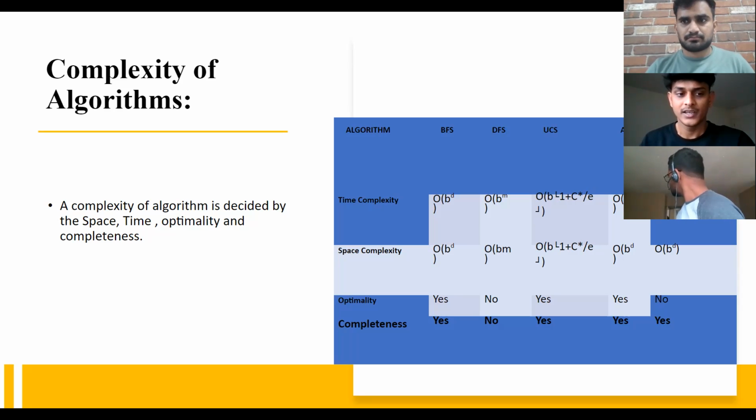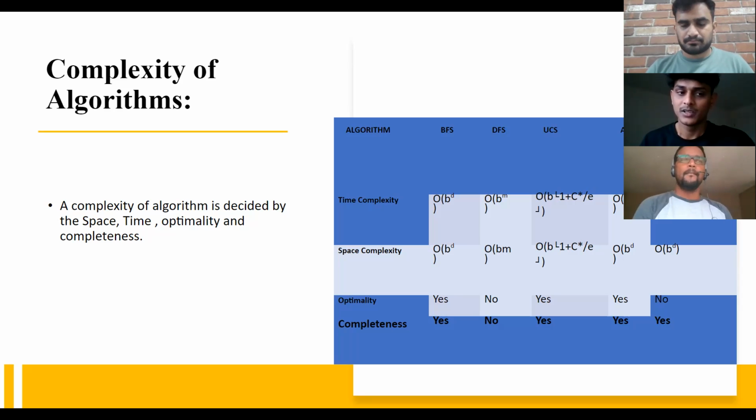And next, optimality. The algorithm's solution will be optimal or not. So in this case, optimality is used to decide whether to take it as optimal or not. In completeness, is the algorithm guaranteed to find an answer when there is one or not, regardless of the search algorithm.